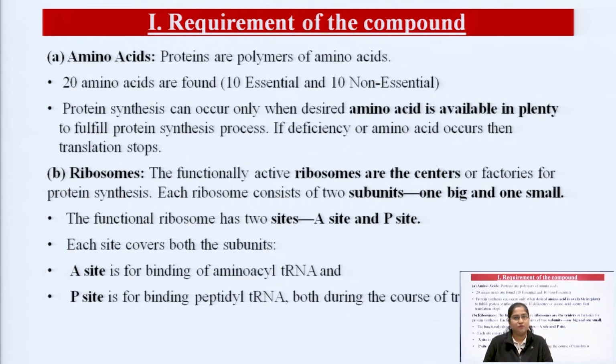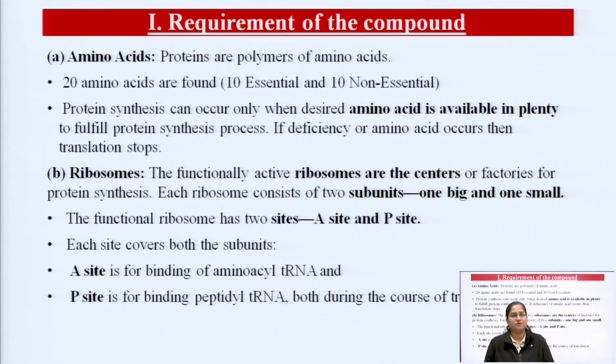So, next what we need is ribosomes. Ribosomes are the functionally active centers, or the factories, where protein synthesis will occur. If any kind of problem occurs with the ribosomes, again protein synthesis will not occur. So, let us discuss something about ribosomes. Ribosomes consist of 2 subunits. One subunit is big and one is small.